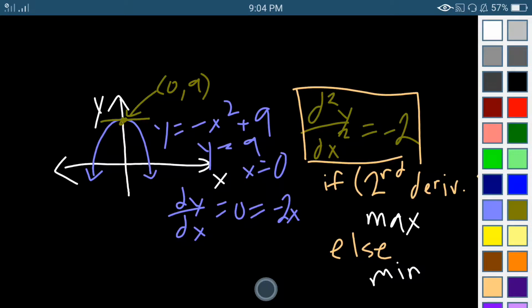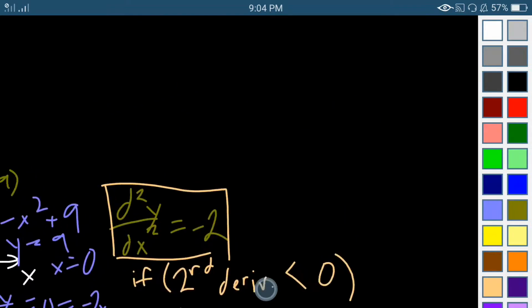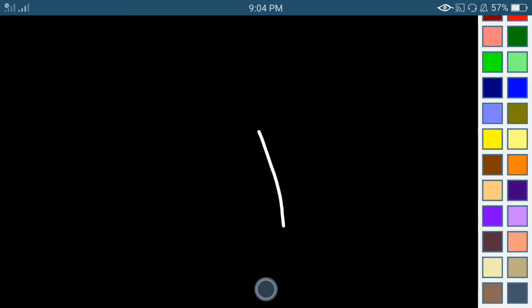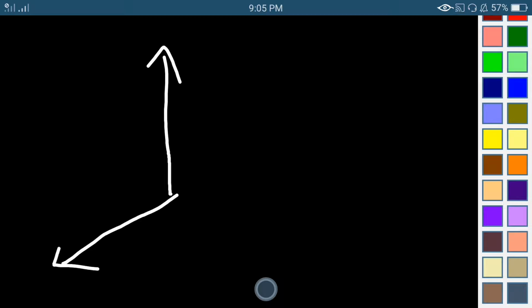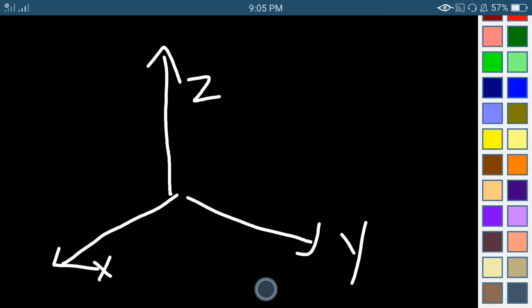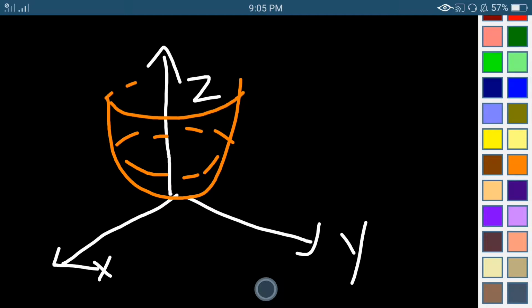Hopefully you do get everything. Now let's go do the multivariable thingy. Now let's take the same function. Oh no, don't do that. I wish I had better handwriting on this. Y, X, Z, and the function drawing, it looks thicker. Oops, why do I do that?